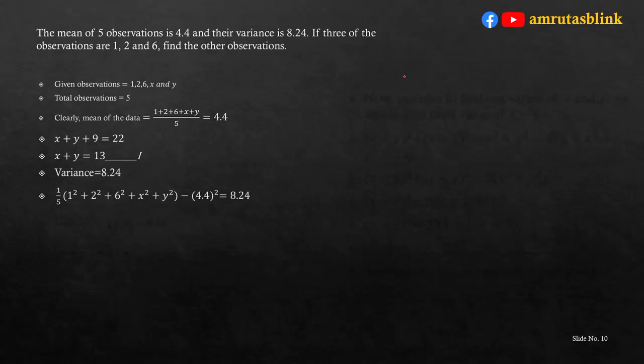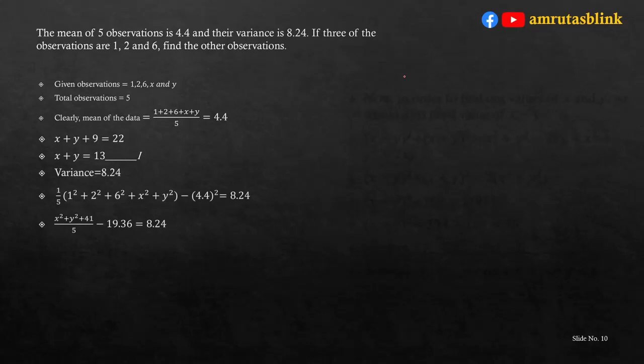Hence, we can write it in the given form as 1 by 5 into bracket, the sum of squares of all the observations, that is 1 square plus 2 square plus 6 square plus x square plus y square, minus 4.4 square, that is the mean of the data. So x bar square is 4.4 square, and this is equal to 8.24. Now, if we simplify this, we get x square plus y square plus 41 upon 5 minus 19.36 is equal to 8.24.